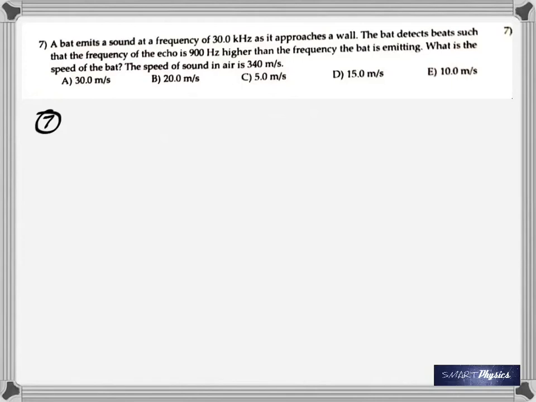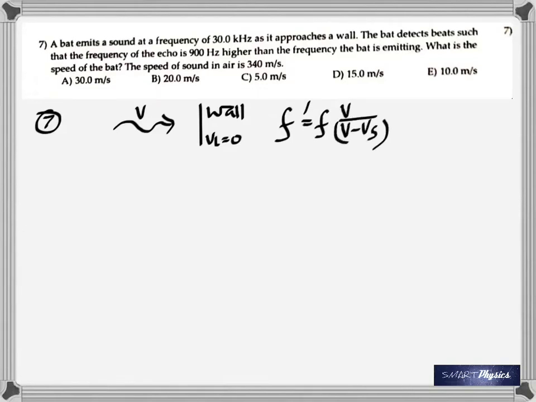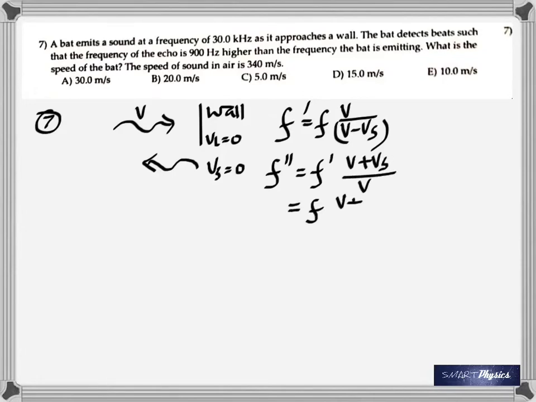Here again, 2 instances as we did before, because the sound gets reflected from the wall. As you can see, first case, the listener is at rest and the frequency would appear to have increased, so the denominator has a negative. Second case, the wall becomes the source and it's at rest. And again, the frequency would appear to have increased. Therefore, the numerator has a plus.